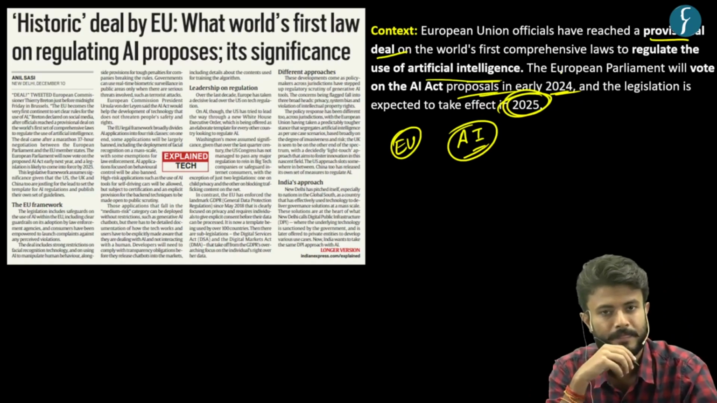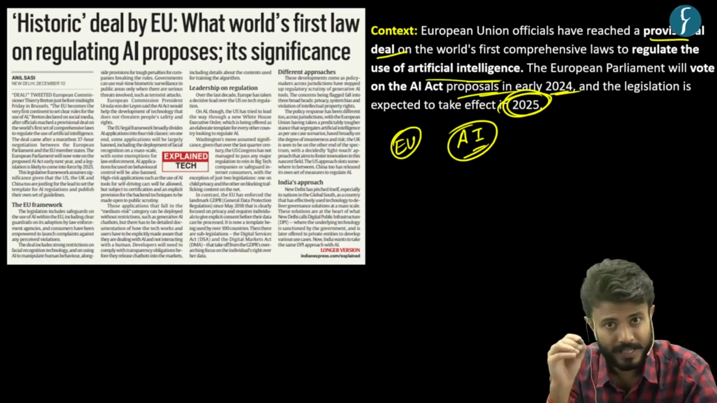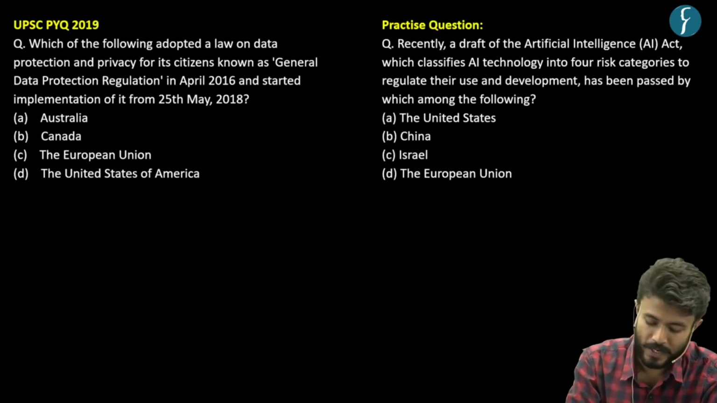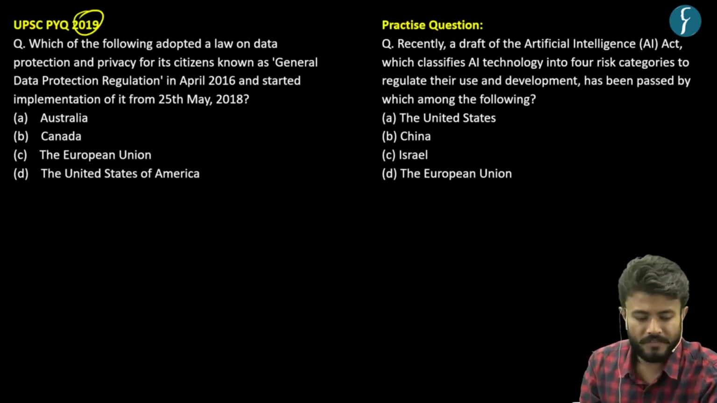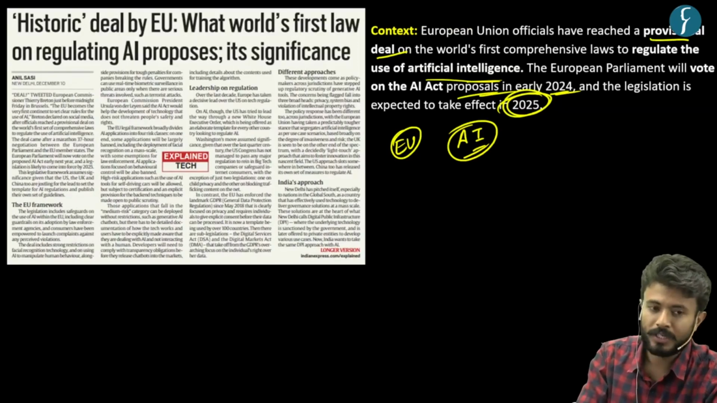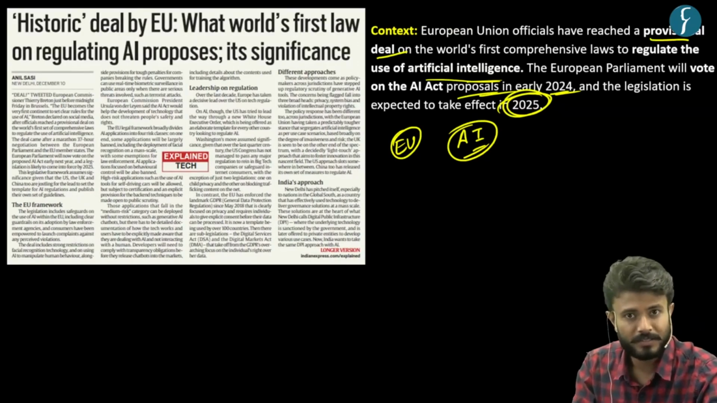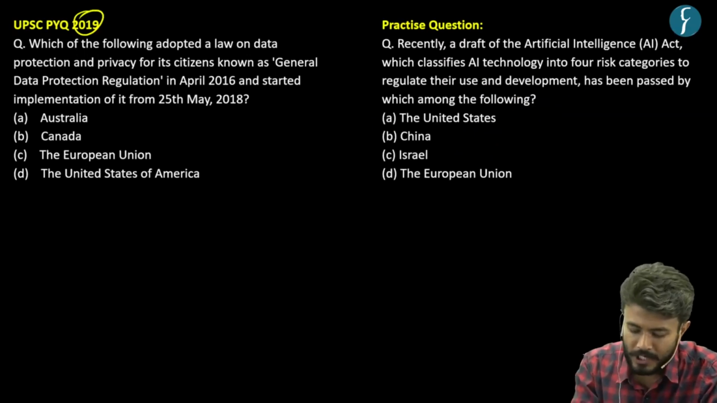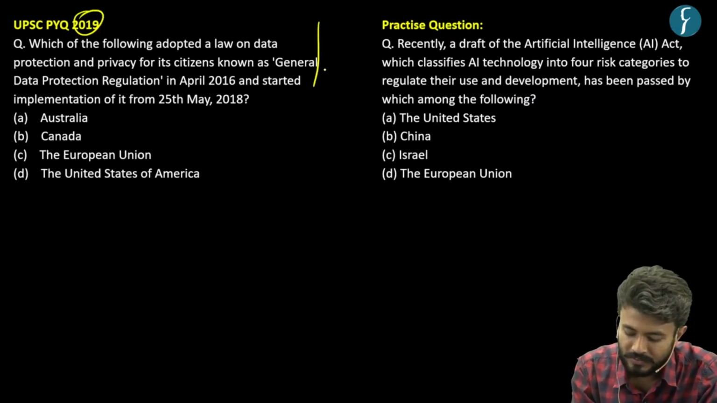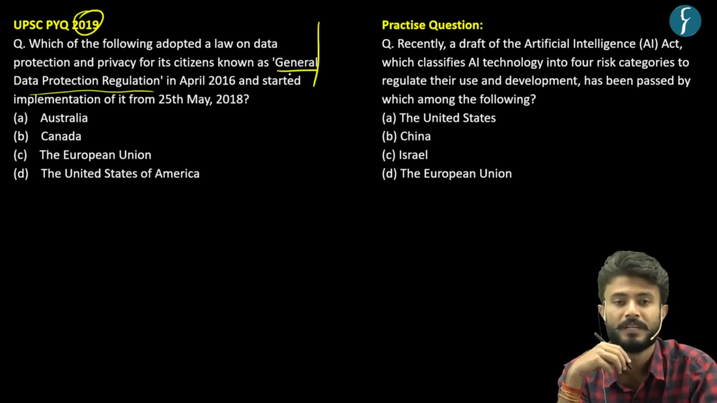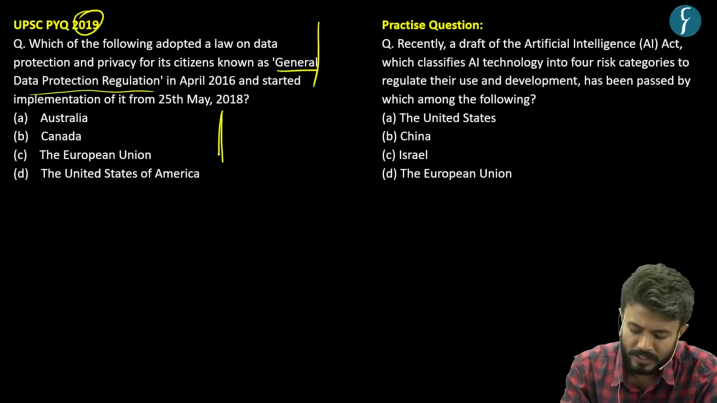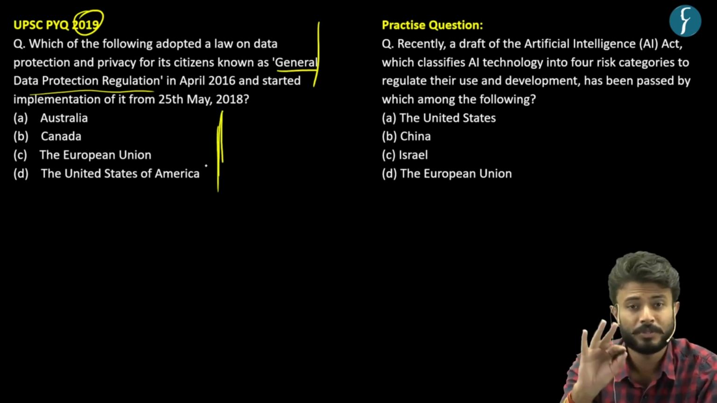This is known as the Artificial Intelligence Act. Right? Now, if again you go by the previous year questions in 2019, the question was pretty simple. Obviously, we need not go into the detailed provisions of this act, right? But in 2019, the question was asked in relation to the GDPR, that is, the General Data Protection Regulation. And the question said: which of the following regions are associated with this particular law.